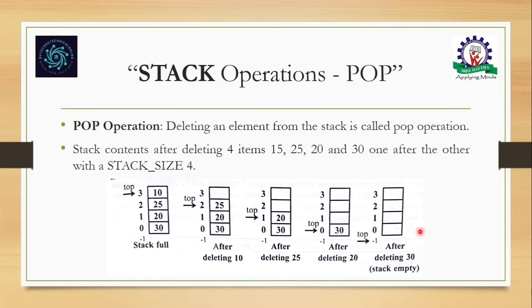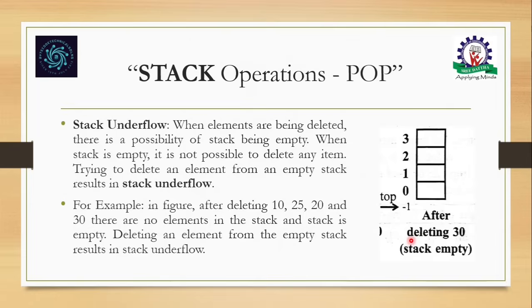After 30 has been deleted, the top will be marking at the bottom of the stack, that is, top will be marking at -1. As I said already, top marking at -1 means top is marking at the bottom of the stack, and it indicates that the stack is empty. We cannot delete any element from the stack body when no elements are available. It is similar to a situation where no students are available on the bench and I am going to remove a student from the bench. Is it possible? No. So this situation is called stack underflow.